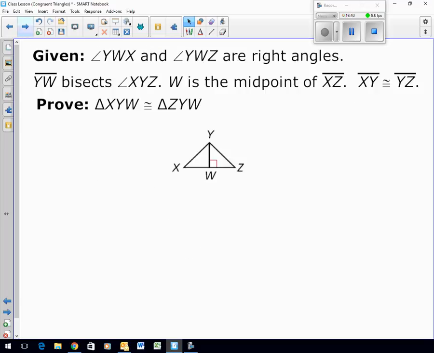This is our end goal. We're trying to get to be able to solve these types of problems. I'm given that YWX and YWZ are right angles. YW bisects angle XYZ. W is the midpoint of XZ. XY is congruent to YZ. Given a lot of information there. A midpoint will cut the segment into 2 congruent parts. YW would be congruent to itself with the reflexive property. XY is congruent to YZ. I'm given that particular information.